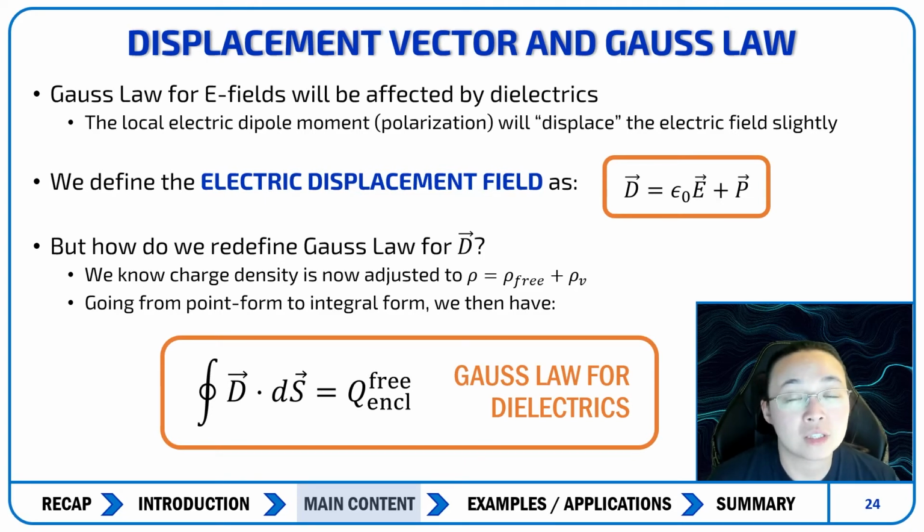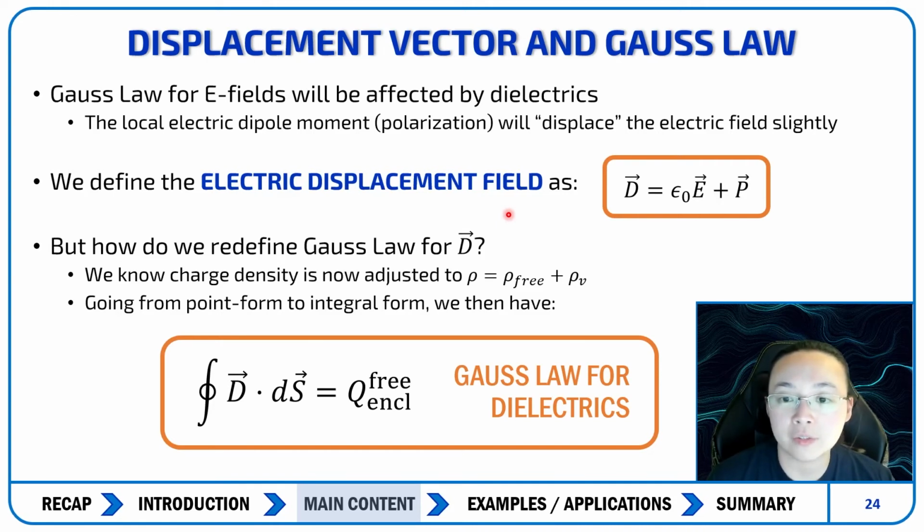So Gauss' law for electric fields will be affected by dielectrics. The local electric dipole moment, or the polarization event that takes place, is going to displace the electric field slightly. So that has to be taken into account when we're looking at these materials. So we're going to define a new type of electric field that helps cover this. We call this the electric displacement field.